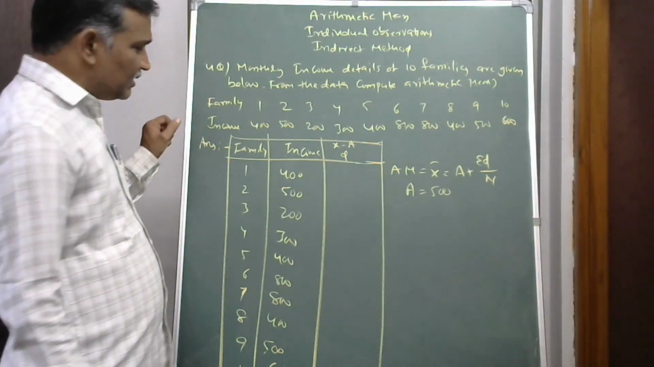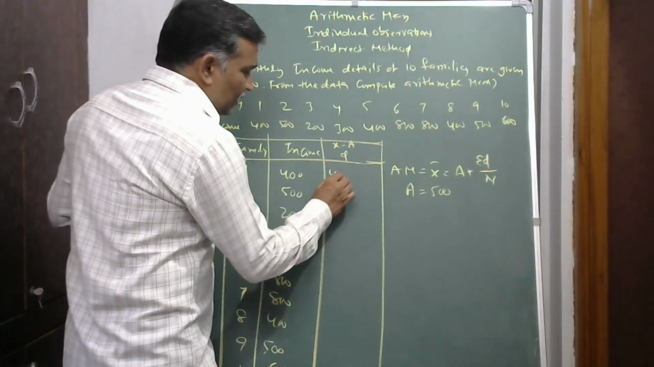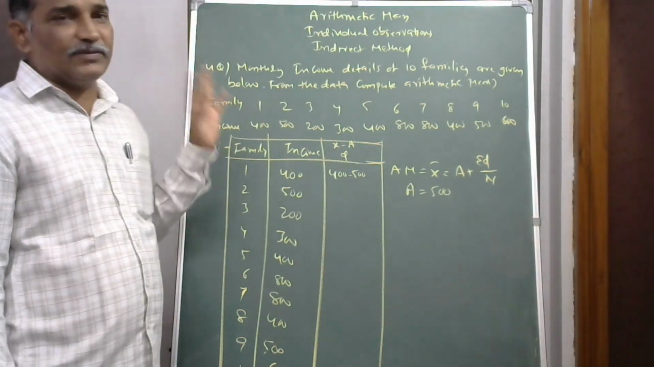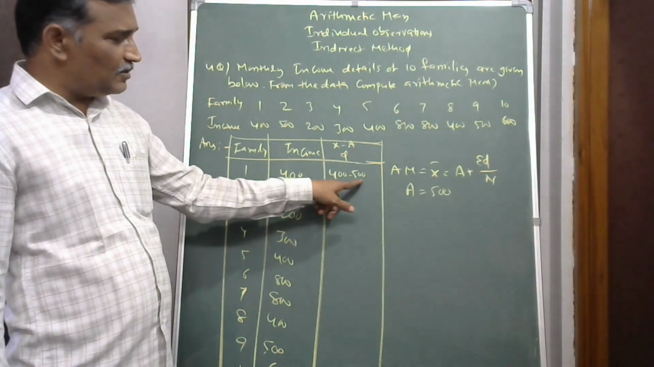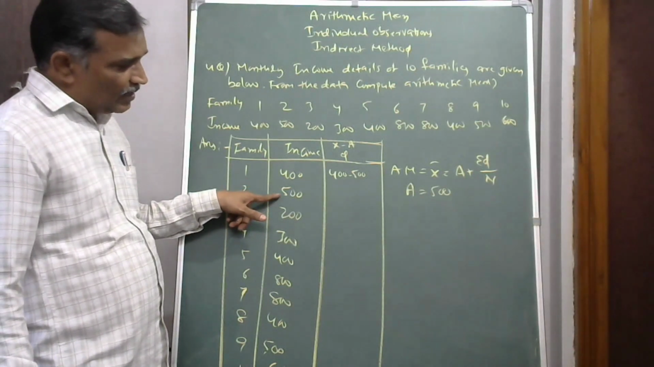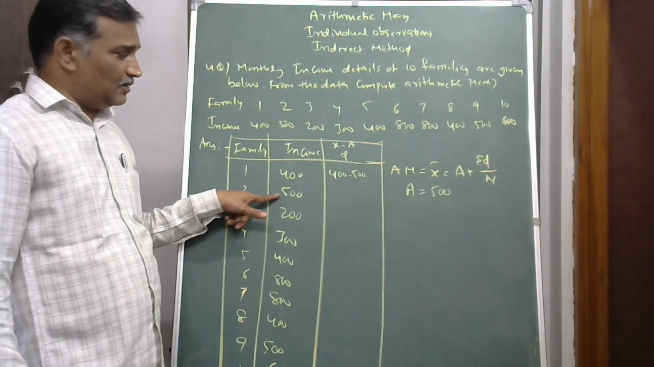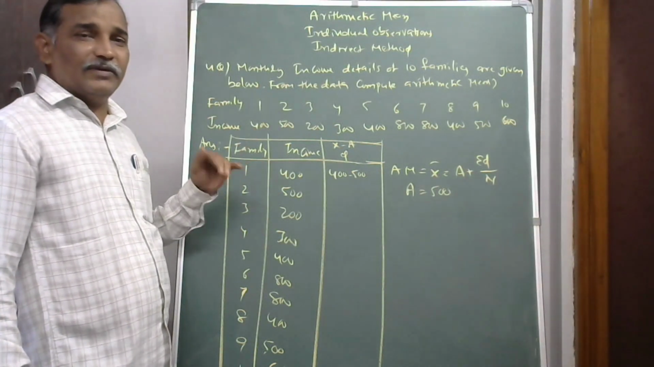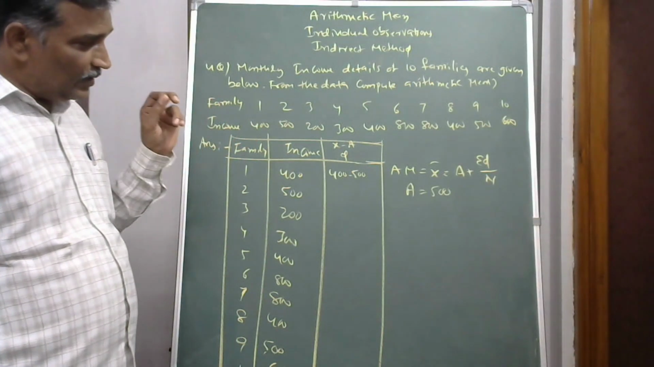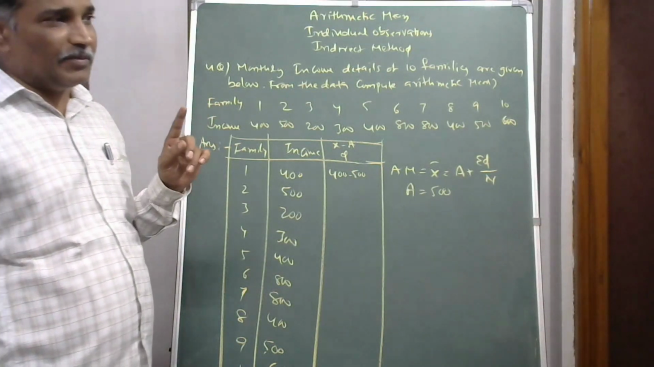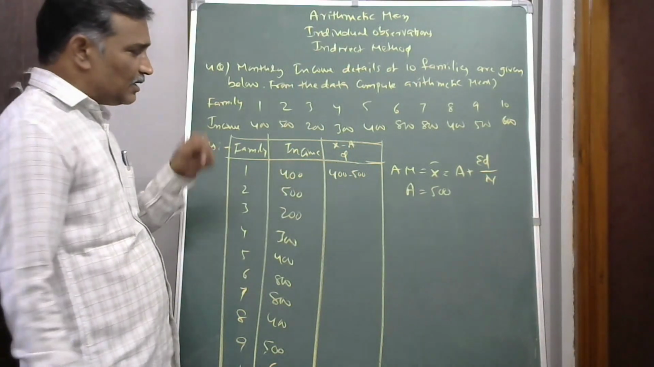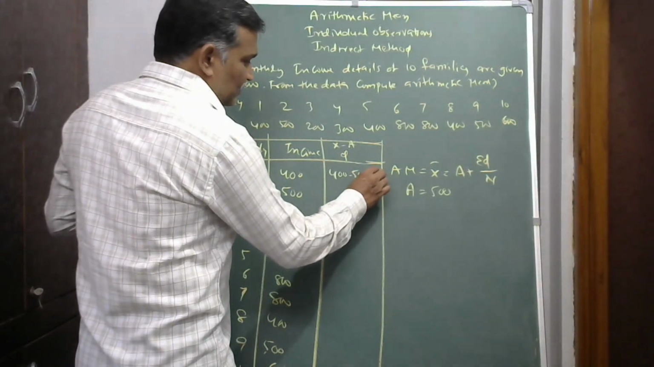So first we will see the first one, this 400. 400 minus 500. So we are deducting the assumed mean from the x value. We have to deduct the assumed mean from each value of x. It shall not be vice versa. We shall not deduct every value from the assumed mean. So we are deducting the assumed mean from the value of x, it is minus 100.